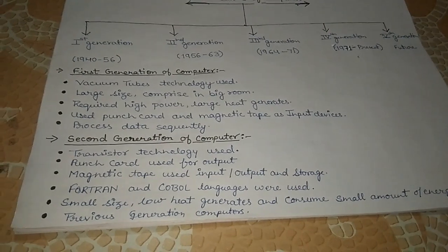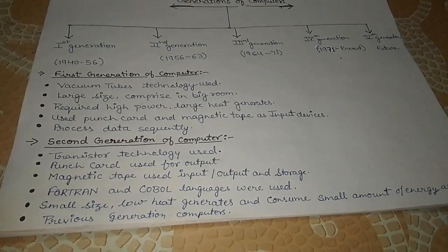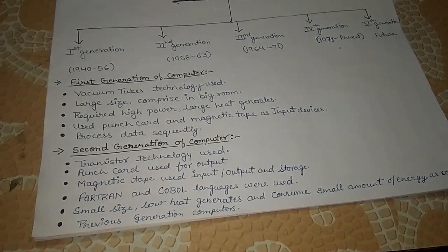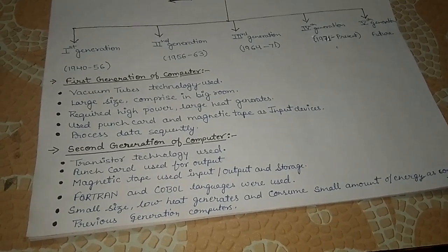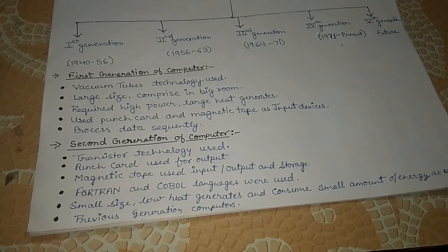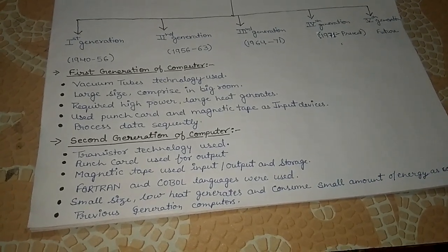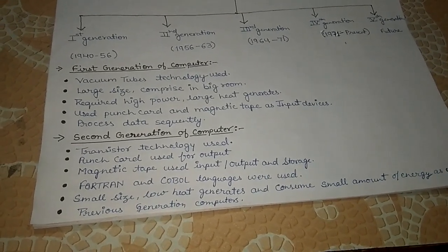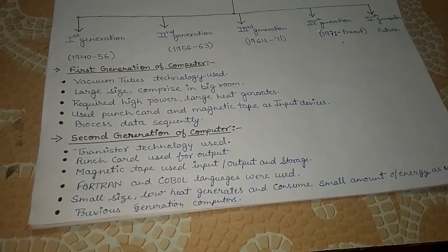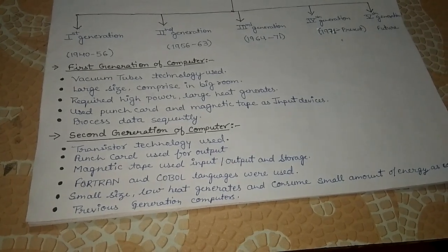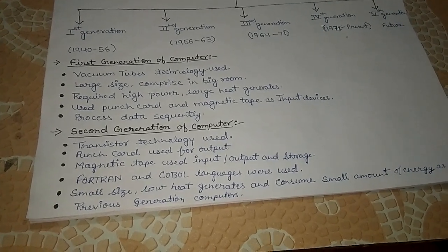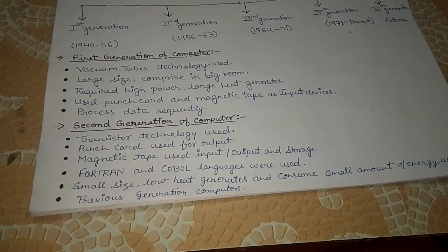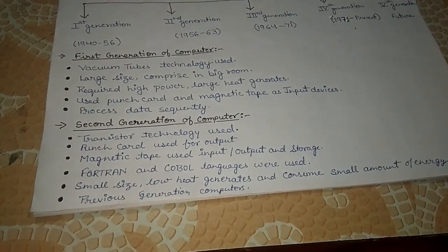Here are some points of first generation computer. First generation of computer used vacuum tube technology. First generation computers were large in size, occupying big rooms, and required high power and generated large heat. First generation computer used punch card and magnetic tape as input device. First generation computer processed data frequently.